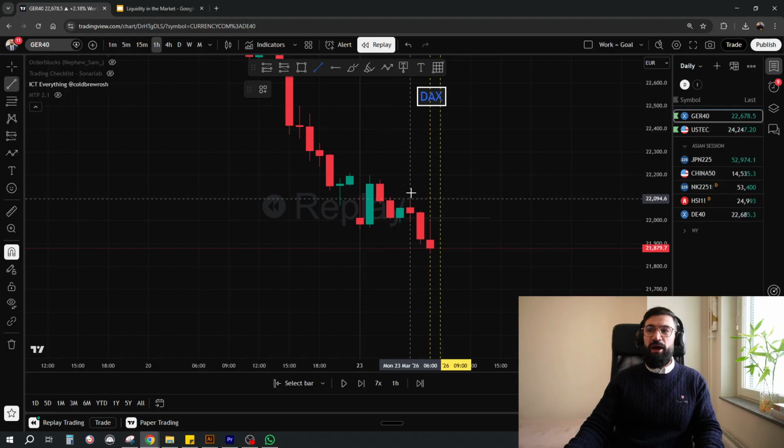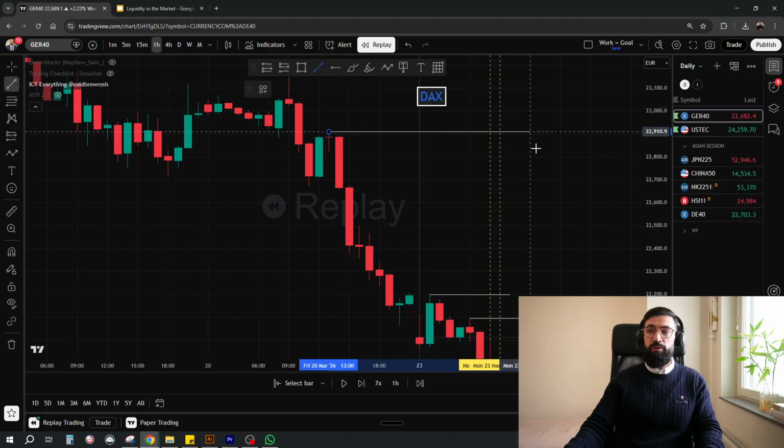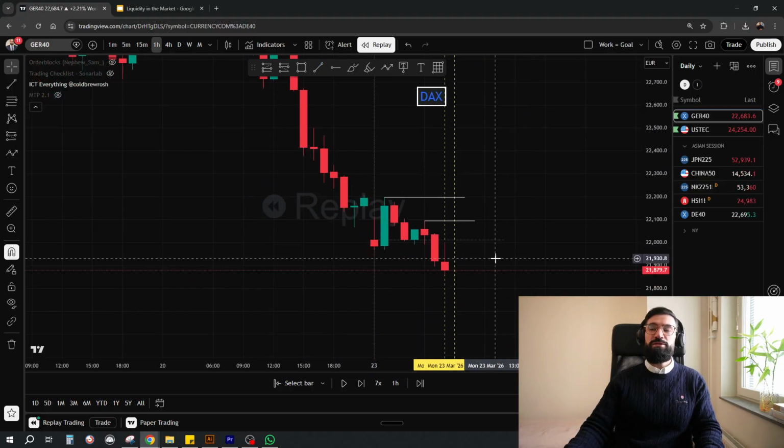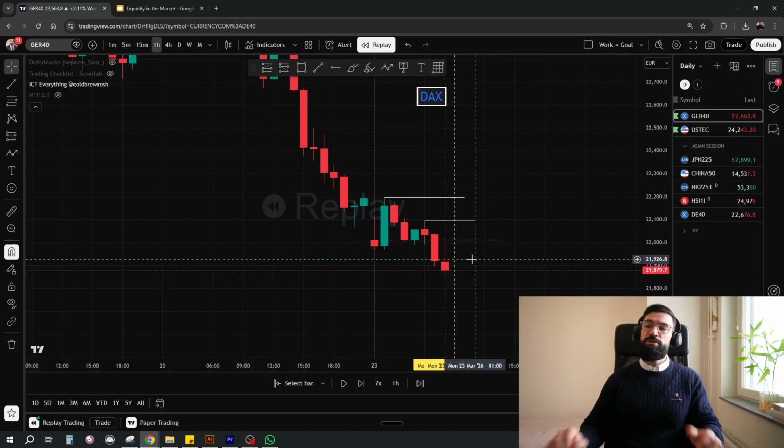Before I do anything, I want to mark out where liquidity lies. Liquidity lies on these highs. This is liquidity. This is liquidity. This is liquidity right here. I want to see where the market is more likely to go up to take out liquidity and then reverse down, following the trend, because trend is king.